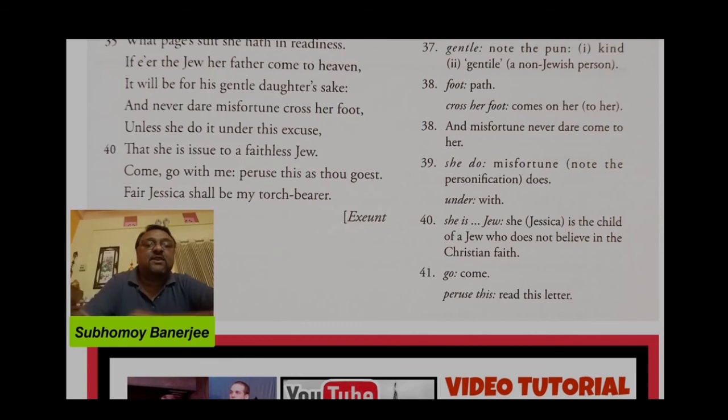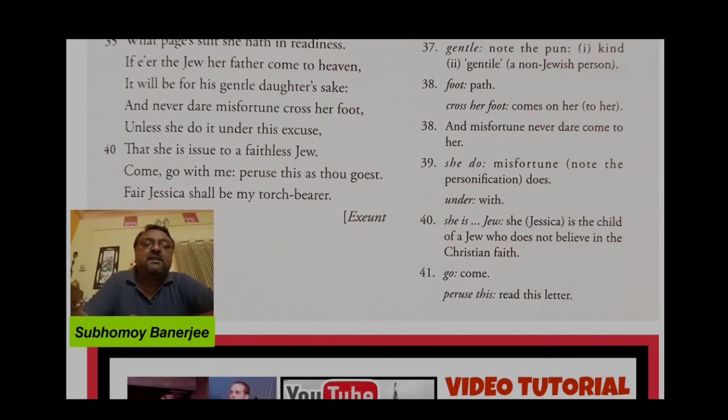Misfortune has been personified here. You can see it is explained. Unless misfortune does it with the excuse that she is the child of a Jew who does not believe in the Christian faith. So I wish that misfortune never comes to Jessica, unless misfortune decides to come to her because she is not a Christian, because she is a Jew.